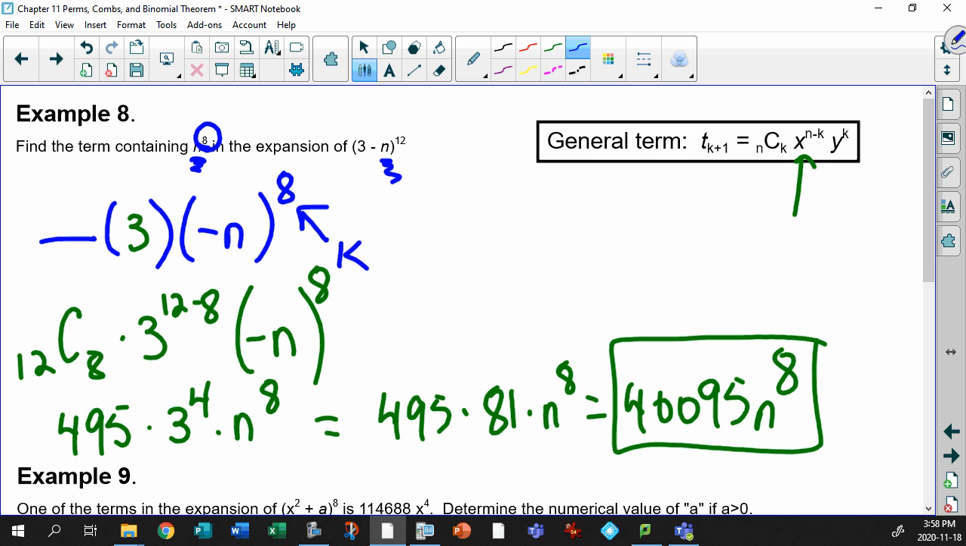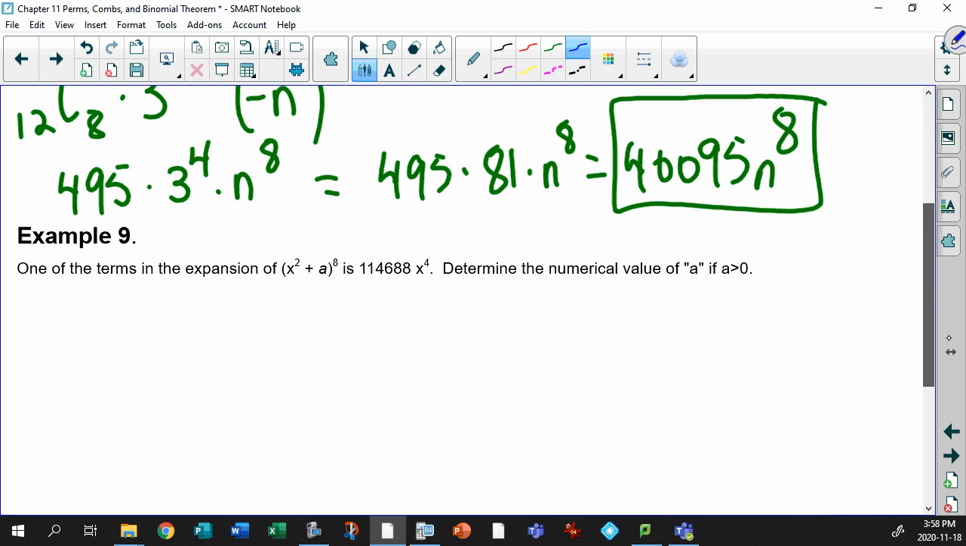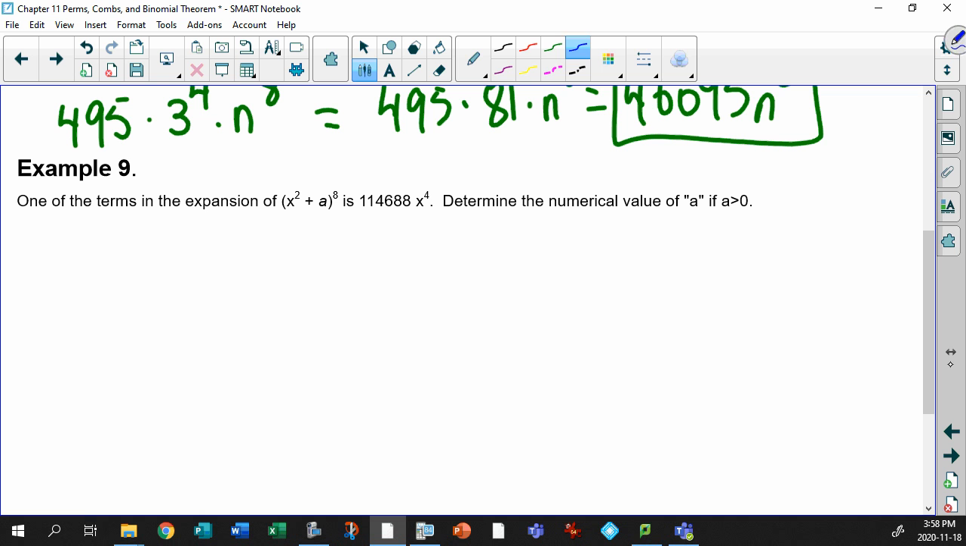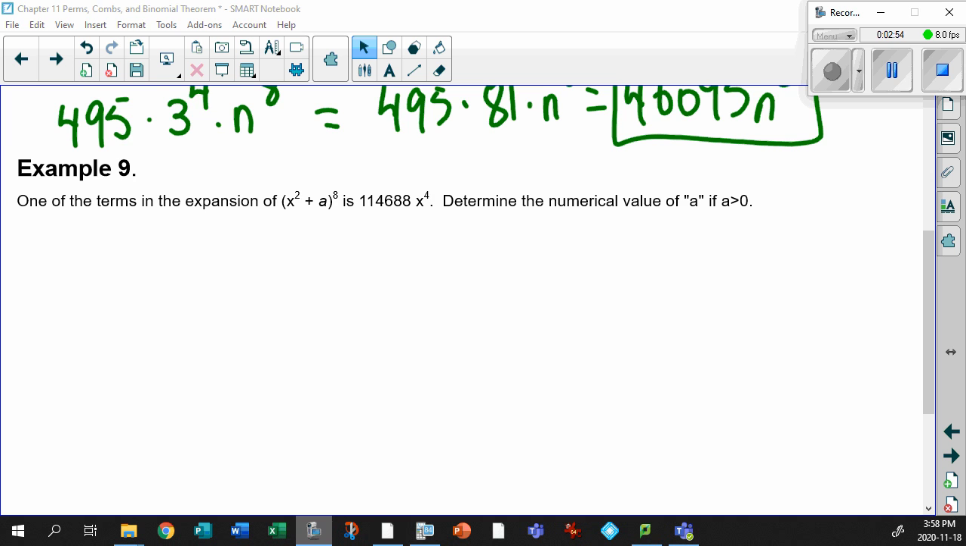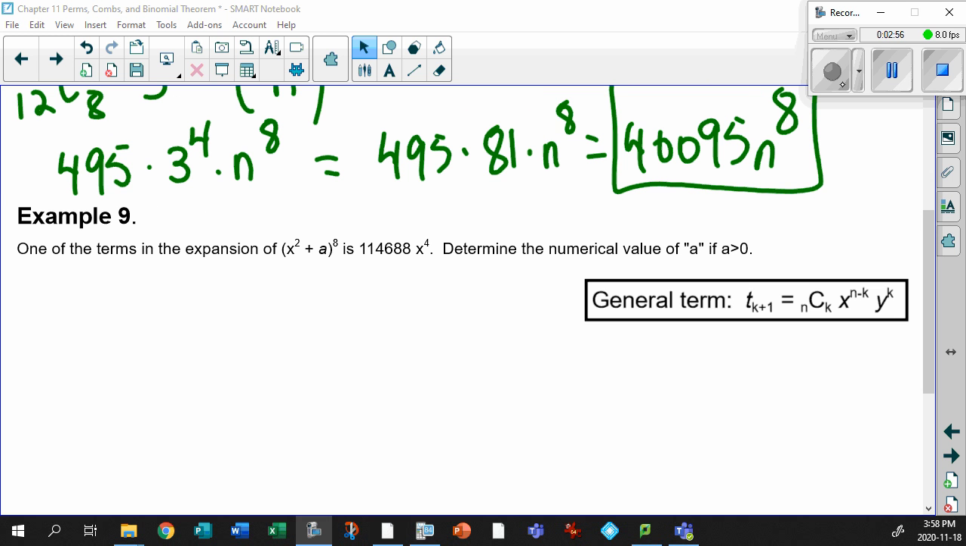Okay, so let's do the next question, which is example 9, which is kind of the same thing. Now, I'm just going to pick up the formula and bring that formula down again. All right? Boom. There you go.